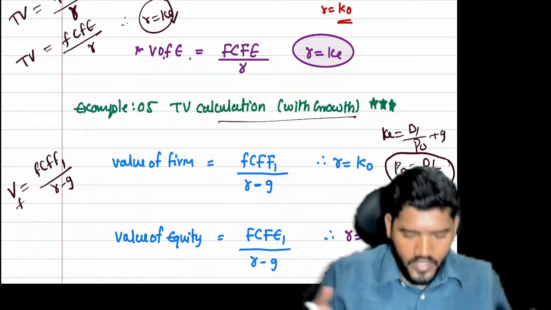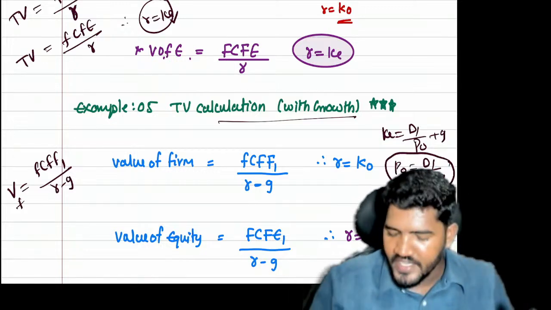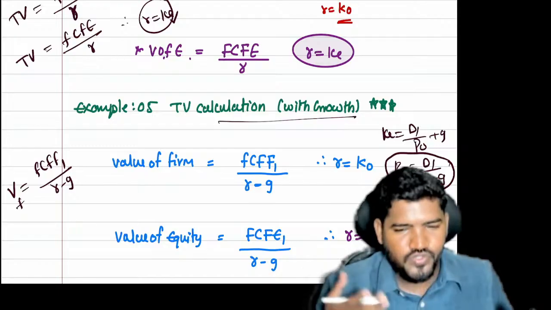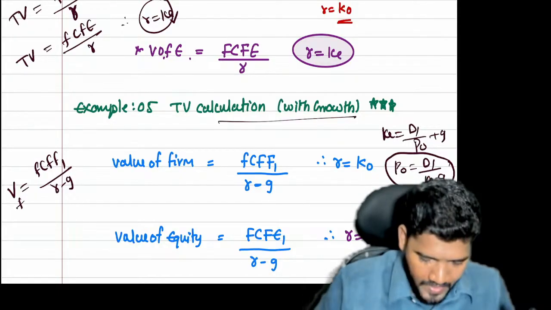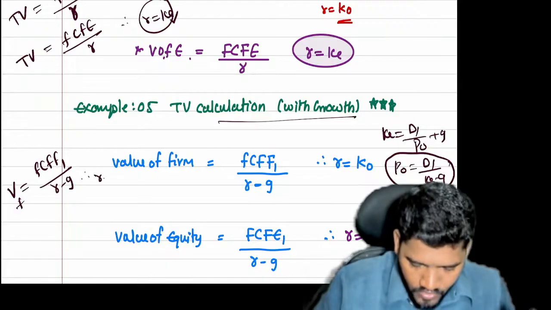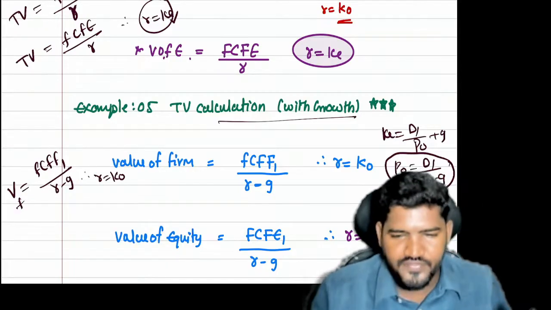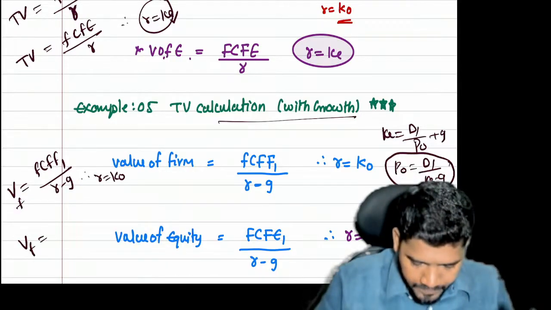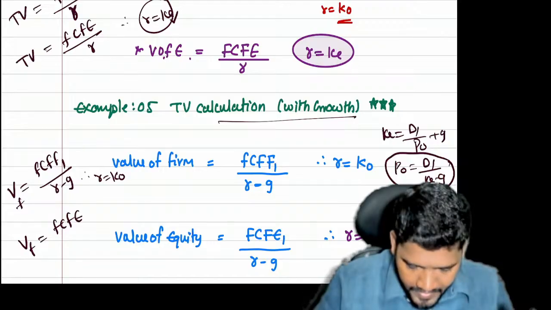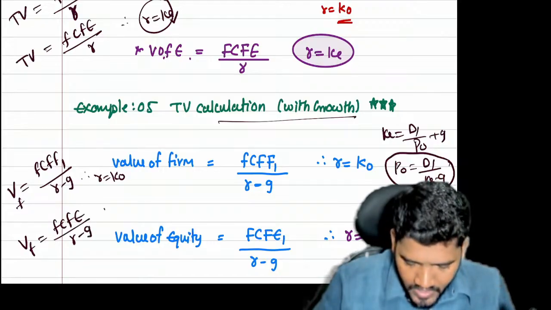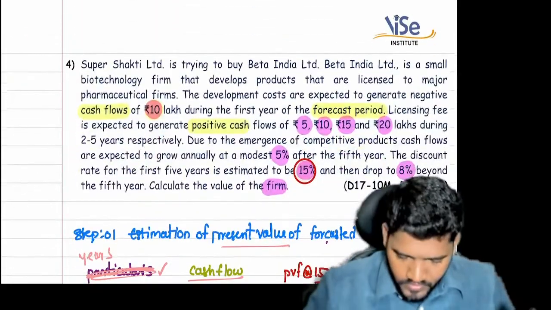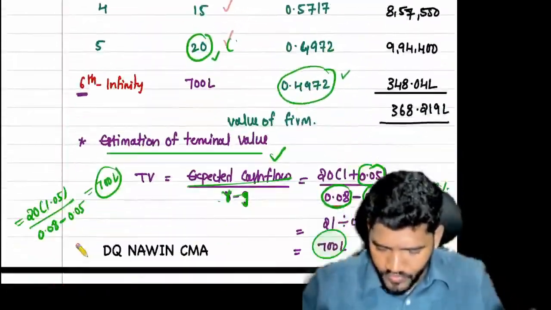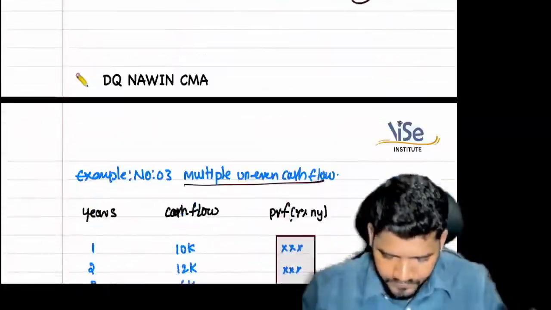Instead of dividend, we are using cash flow. Instead of market price, we are using value, the terminal value. Same formula. So here R equals KOY because we are using FCFF. So value of the firm is FCFE divided by R minus G. Here R equals KE. Okay, done. So if you know this, you can easily answer.